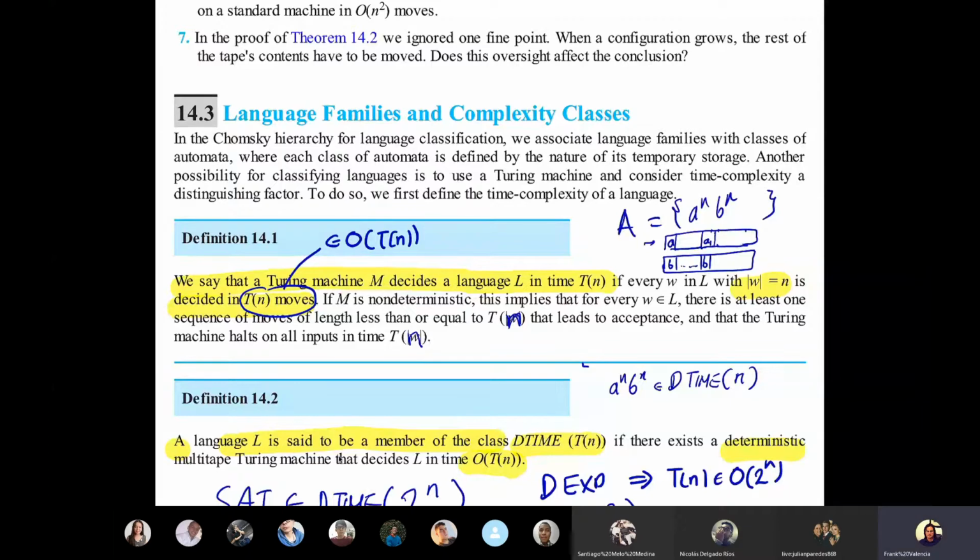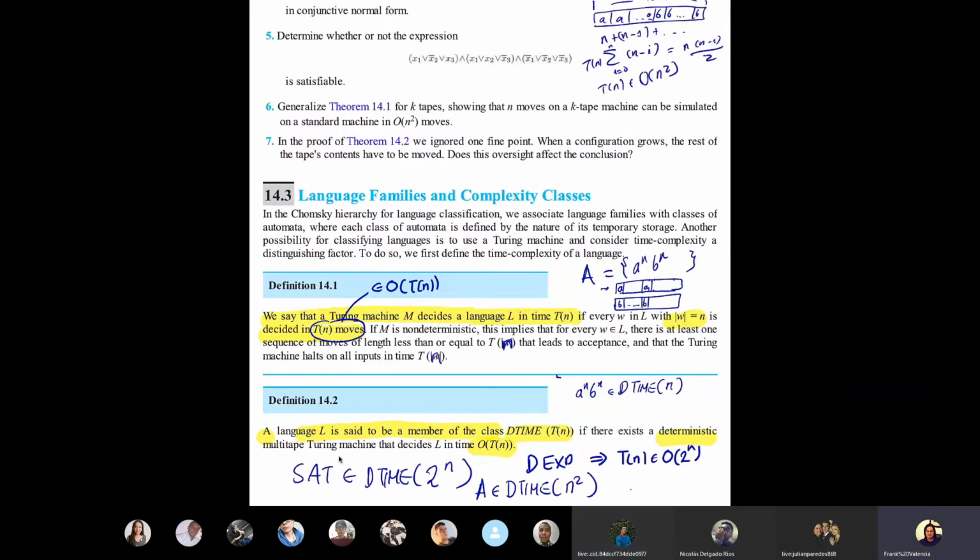So we saw some examples, for example, for this a^n b^n. For this language, what would be the time that a Turing machine can decide this language, a^n b^n? Any idea? T of n, because I think that we made a linear algorithm. Yes, exactly.